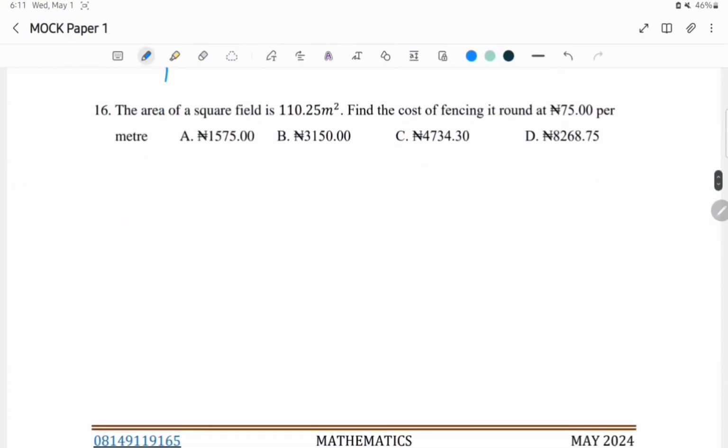Question 16. The area of a square field is 110.25 square meters. Find the cost of fencing it round at 75 naira per meter. Let's take this to be the square field.